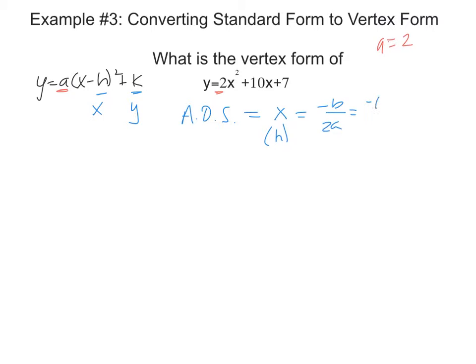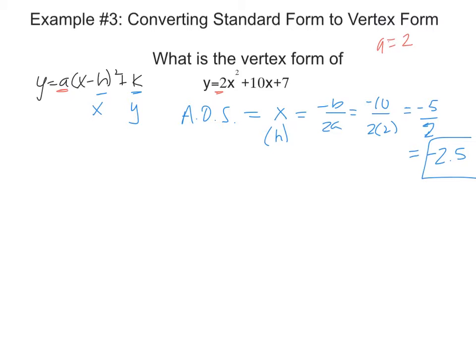So negative b would be negative 10 over 2 times 2. That would give us negative 5 fourths, or negative 5 halves if I multiply and then reduce it. And if I want to make that a decimal, which we should because we don't want to have to deal with manipulating fractions if we can get past it, that would give us negative 2.5.